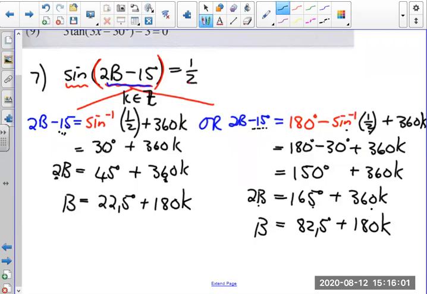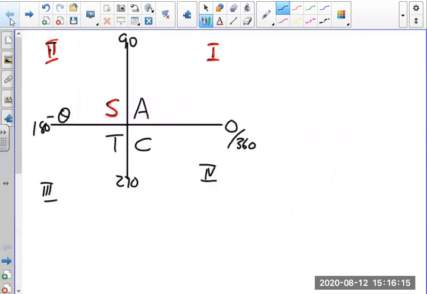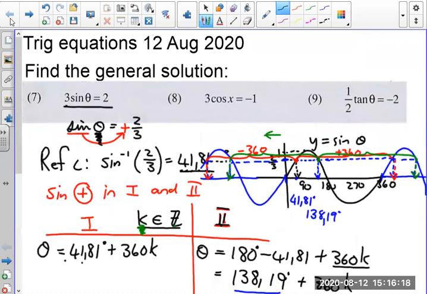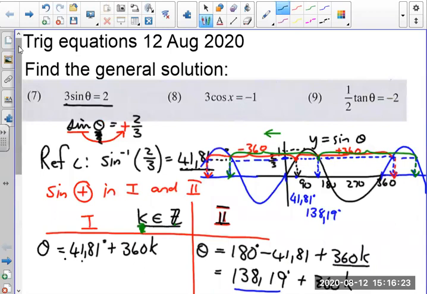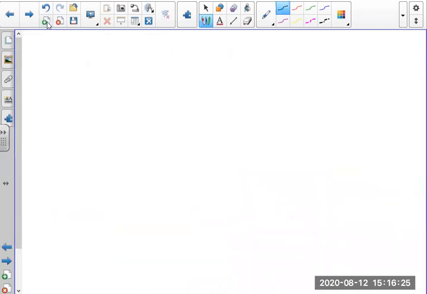If you use your reference angle method and you're looking in which quadrants you must work, you are going to get the same answers. But for me, this is easier. Now let's do a cos. Then I'll show you my method and I'll show you the reference angle method. 3 cos x equals minus 1. Let's do it, yeah?